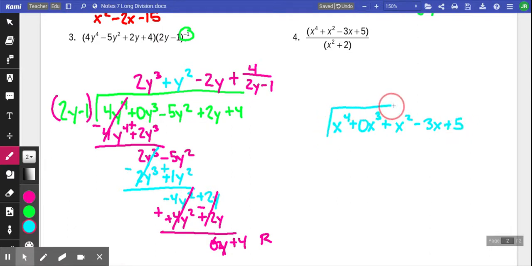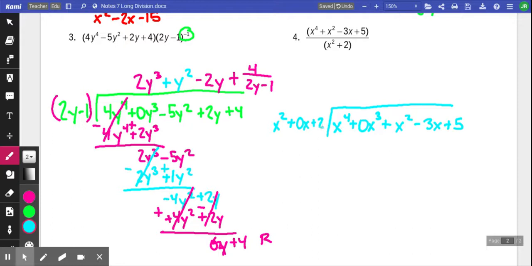And we are dividing this by x squared plus 2. But just like if the dividend is missing a term, same with what we're dividing by. If that does not have a term and we're missing it, we need a placeholder. So because this goes x squared and then a 2, I need to put in a 0x and then a plus 2. All right, so this one's a little bit different because now we're dividing by a trinomial.